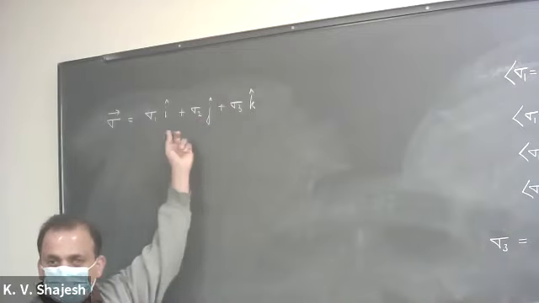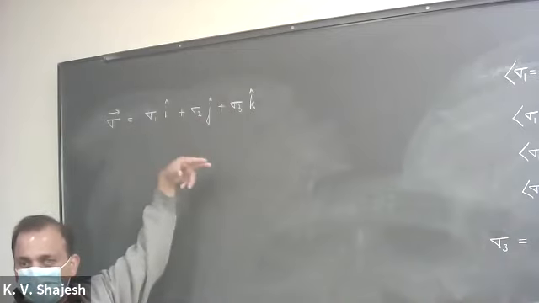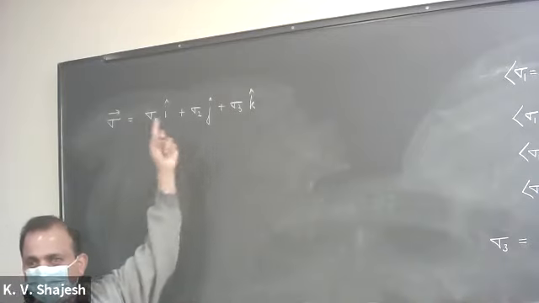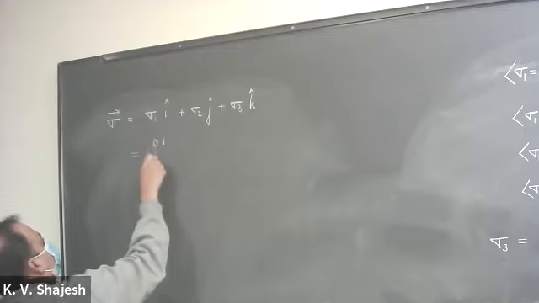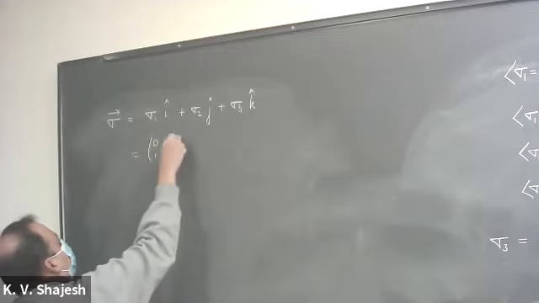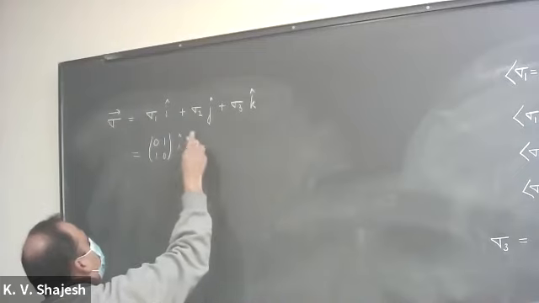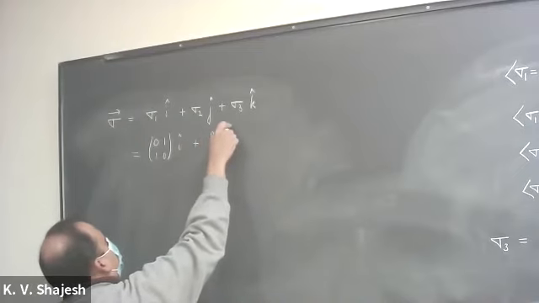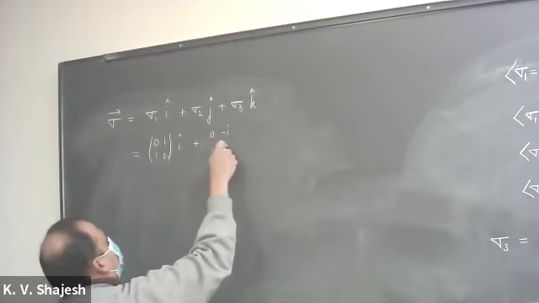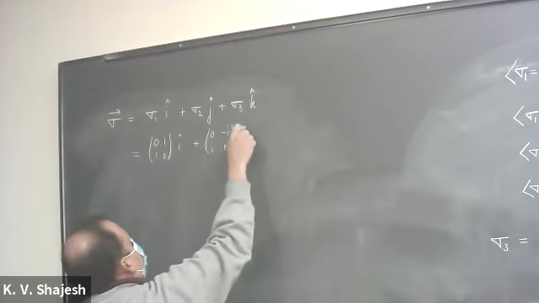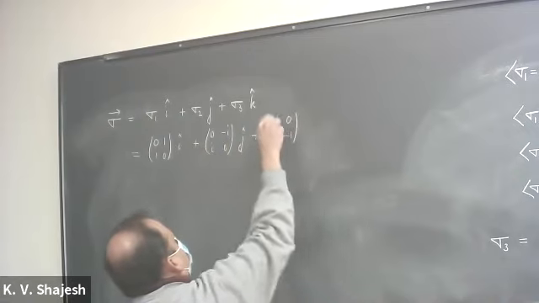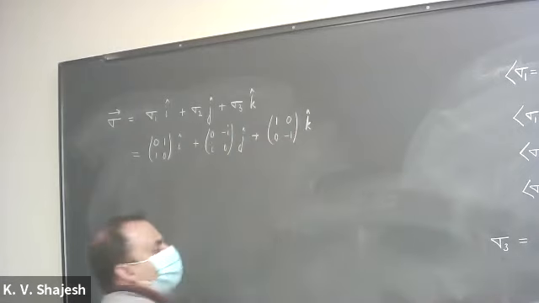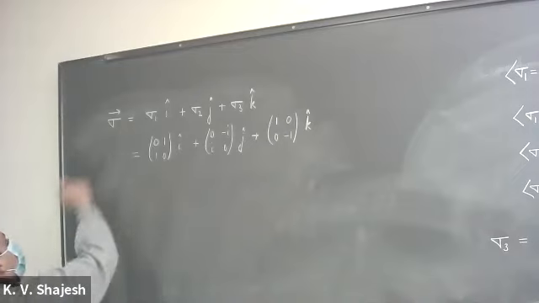This is a vector whose components are matrices. Sigma 1, sigma 2, sigma 3 are matrices. So this is more explicitly 0, 1, 1, 0 in the i hat direction, the matrix in the i hat direction. Typically we have numbers, right? Minus i, i, 0 in the j hat direction, plus 1, 0, 0, minus 1 in the k hat direction. That's a vector. Keep it.